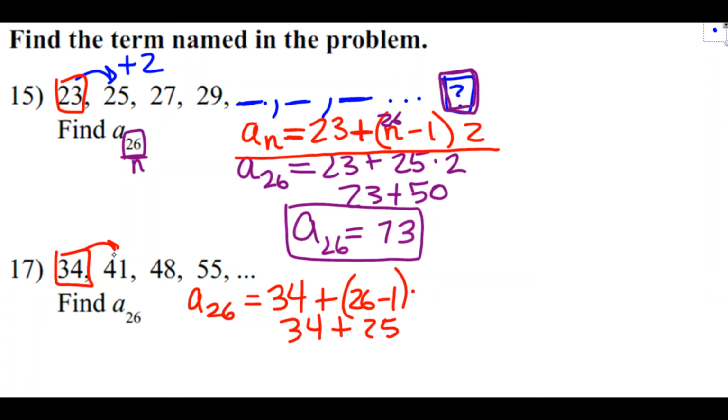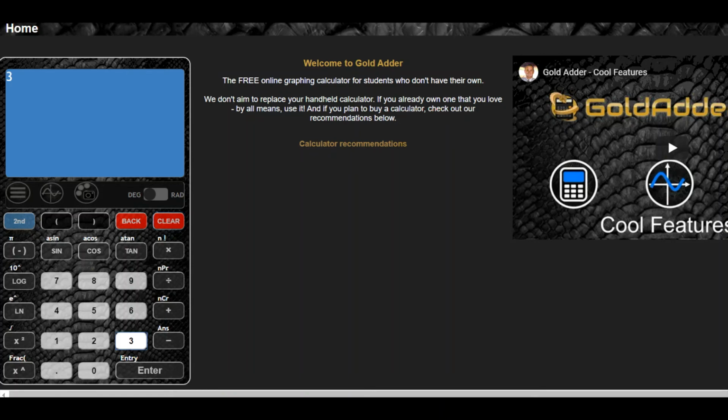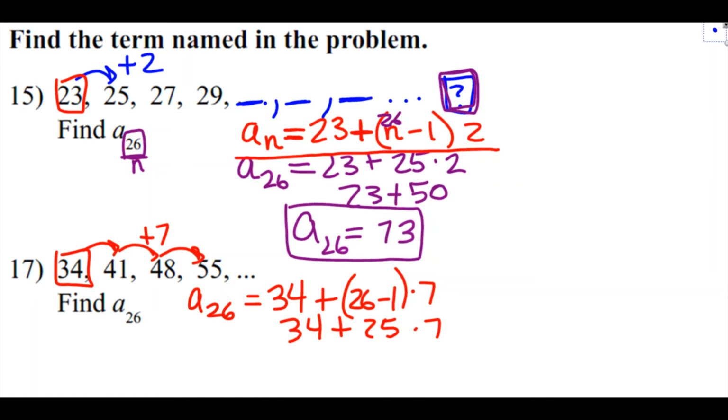So the d number is how you get from here to here to here to here to here to here. It looks like plus 7. That d number would be 7. So we have 34 plus 25 times 7 is 209. Answer is 209. The 26th term, A26, equals 209.